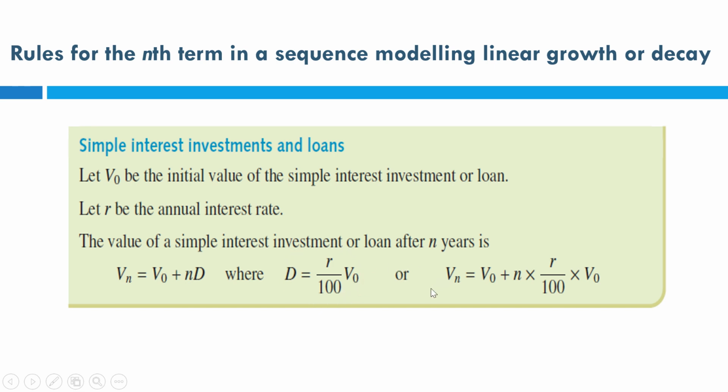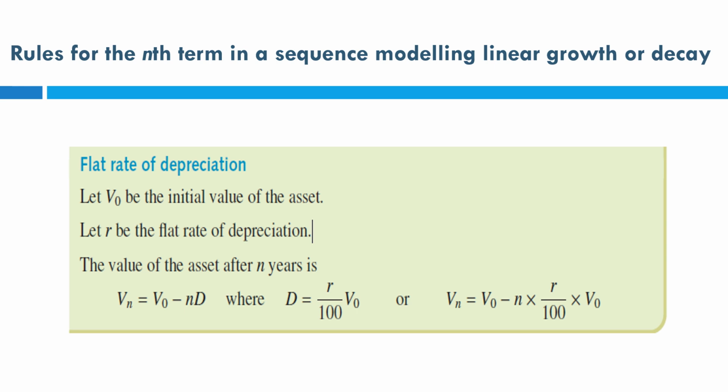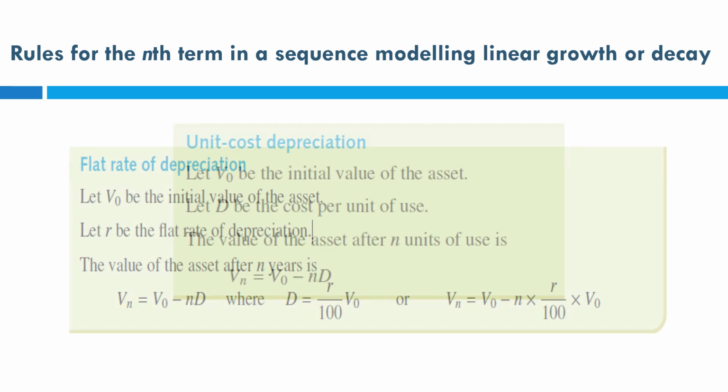That was our principal or our initial amount invested, or you can write that out with the expanded form of R. But those two rules there are the same. They are identical. Flat rate, same rule as you've previously seen. The only difference is we have N included. So Vn is equal to V0 minus N times D. And you can see that N represents the number of years that you're referring to or terms that you require.